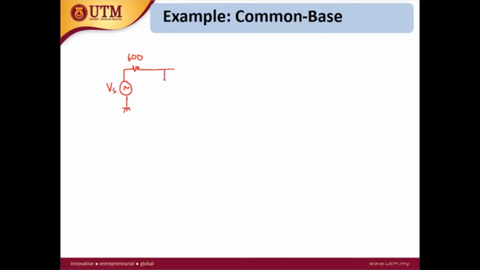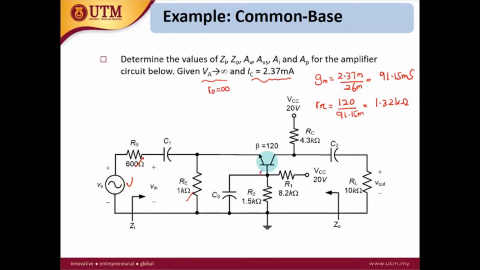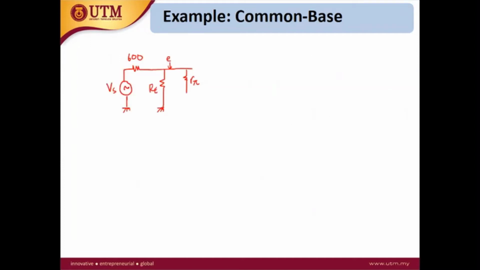The RE is connected to the ground. This is the emitter point. And here is the r pi at the base point. At the base point, the C3 will be a bypass capacitor, bypassing to the ground. So the R2 and R1 will not appear. For R1, because VCC is ground, R1 also disappears. So the terminal for the base will be connected to the ground. And then we have here gm v pi.